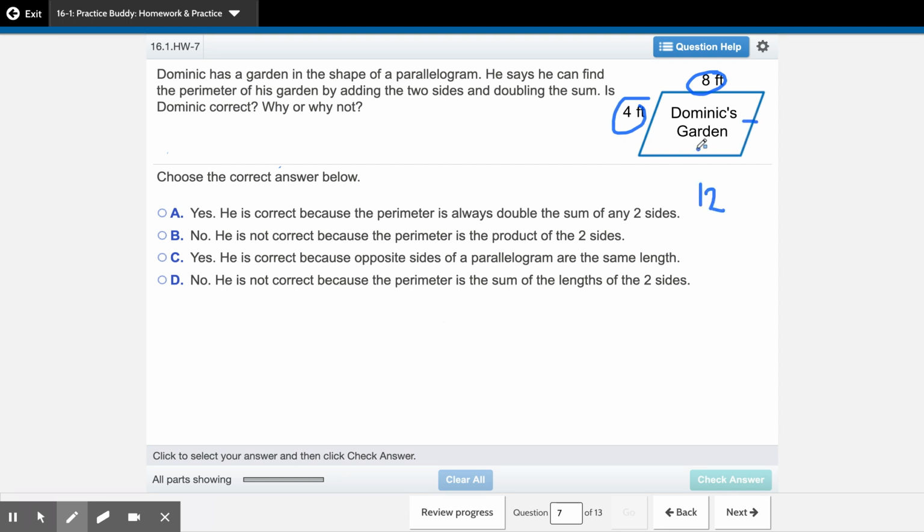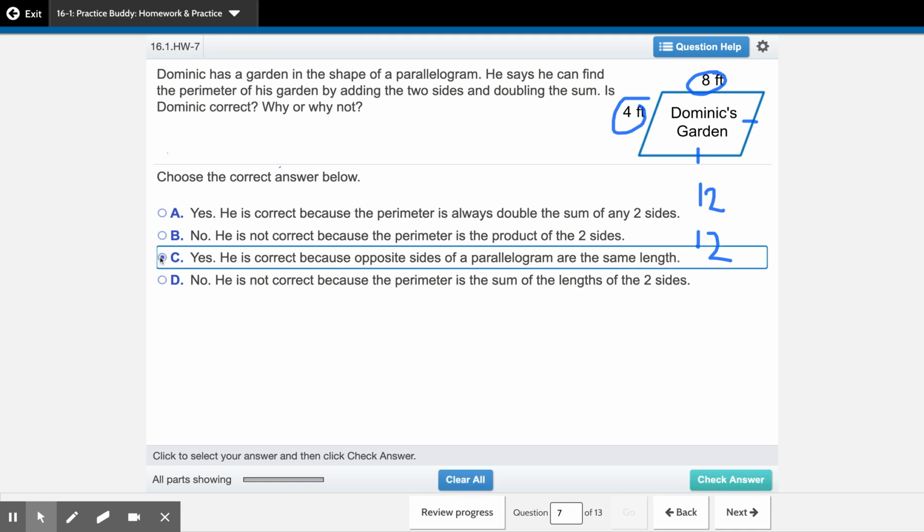Are these sides going to be the same length? So can I just double this answer? The answer should be yes, because this side is 8 and this side is 4. So yeah, you can double those. So yes, he is correct because the perimeter is always double the sum of any two sides. Or yes, he is correct because opposite sides of a parallelogram are the same length.